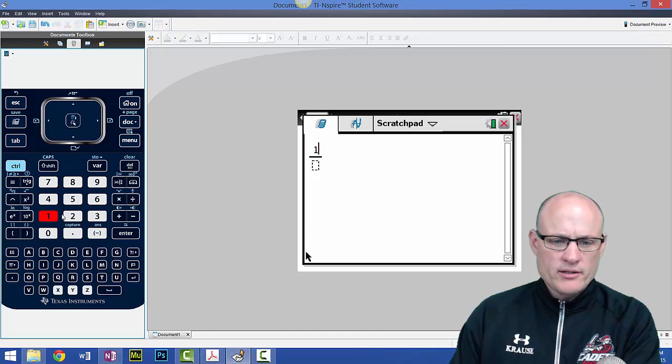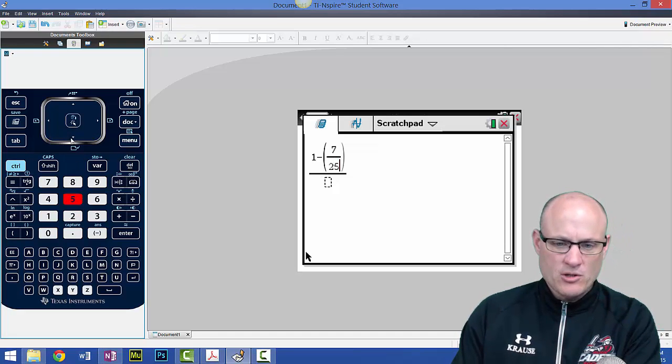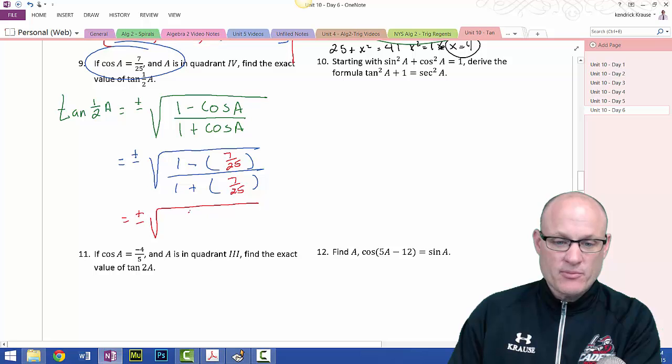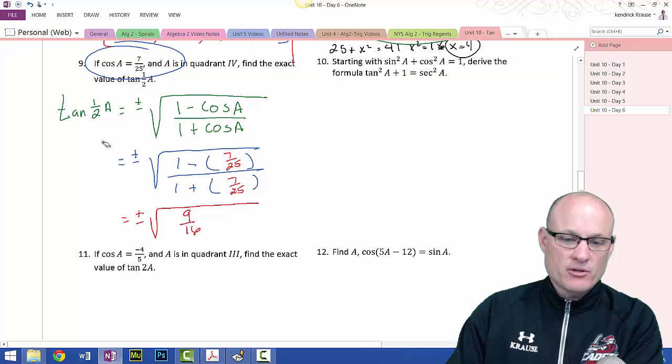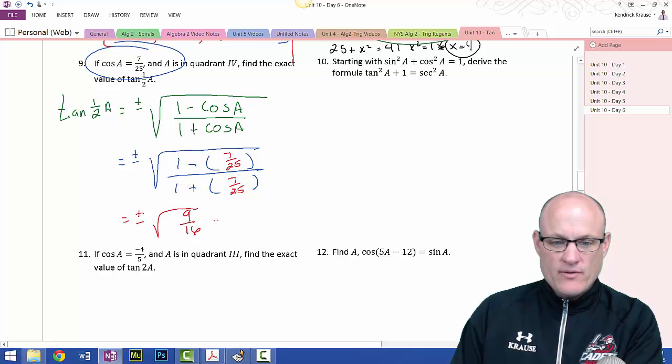And then it's 1. Is it minus on top? I always forget. 1 minus parentheses, and then it's control division, and it was 7 over 25, I believe, right? 7 over 25, all over 1 plus parentheses, control division, 7 over 25. And hit enter. I get 9/16. So I come back to my thing. I say, well, okay, this is equal to plus or minus the square root of 9/16, which I don't know why I made this radical so big. Let me make that a little bit smaller. Well, that's equal to plus or minus 3 over 4.